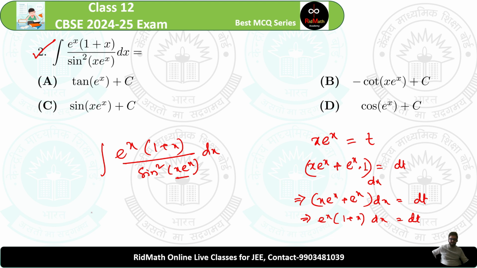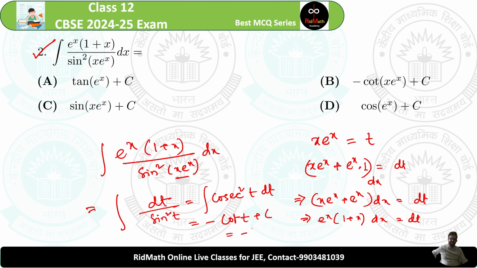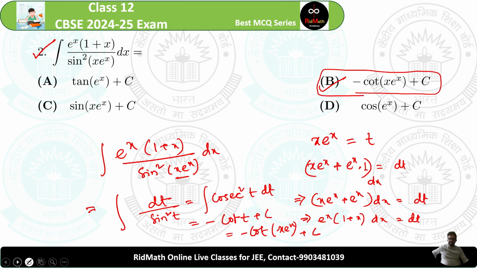So we have changed the variable. So e to the power x (1 plus x) into dx is equal to dt, and this is sine square t. So this is cosec square t dt, that means minus cot t plus c, and again changing the variable back from t, minus cot (x e to the power x) plus c. That means option number B is correct, minus cot (x e to the power x) plus c. Okay, next problem.